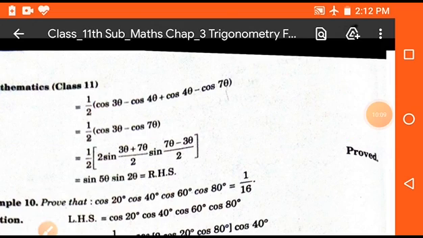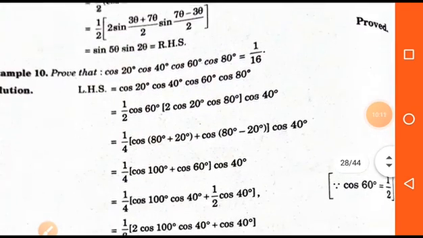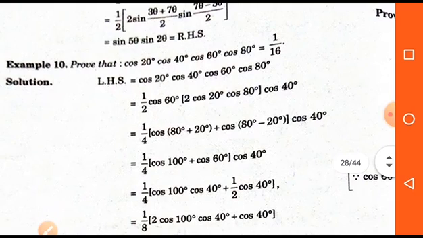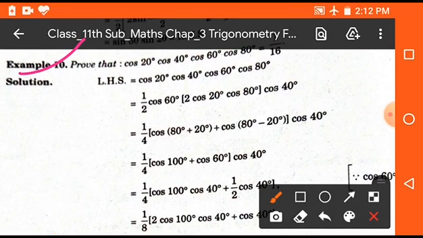Okay students. Now the next problem is: prove that cos 20 degree into cos 40 degree into cos 60 degree into cos 80 degree is equal to 1 upon 16. This is also important. So in the same question we have used the term whose value is known.